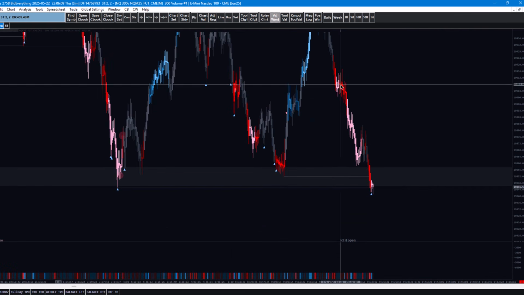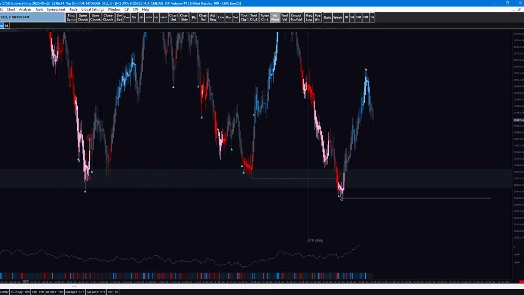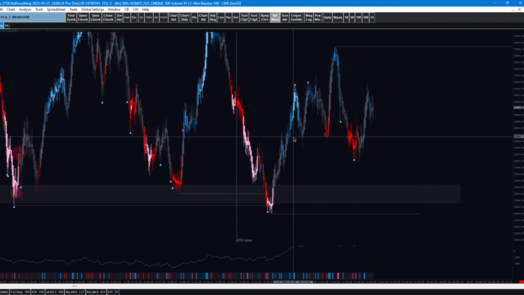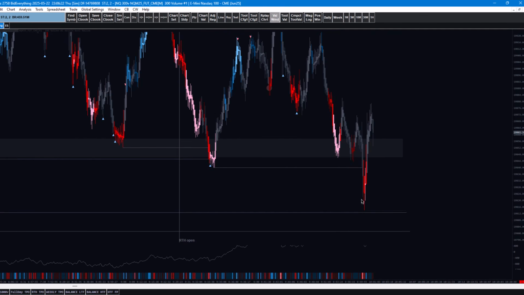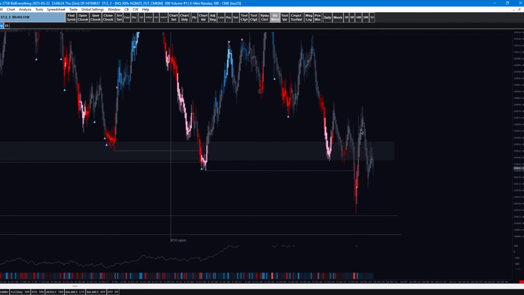Okay, so RTH opens, we run down, take this overnight low, then again sellers, buyers come in, we come up. Now we're kind of accepting, sellers come in, sellers again. Very quick push right here. We run through, push, tap that.